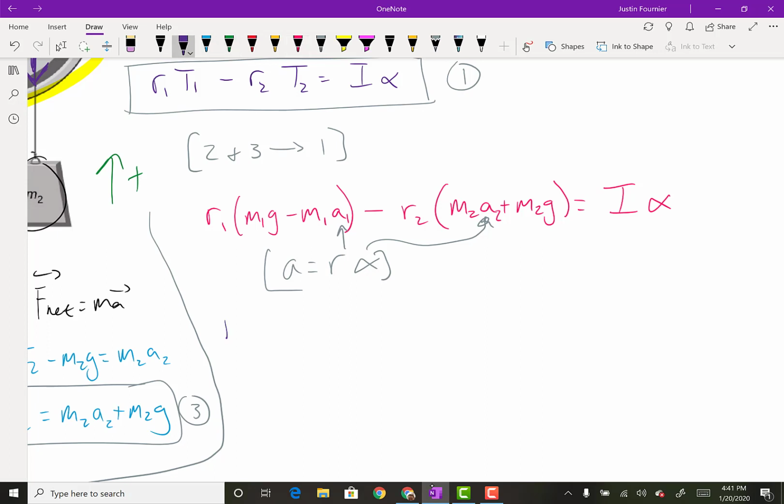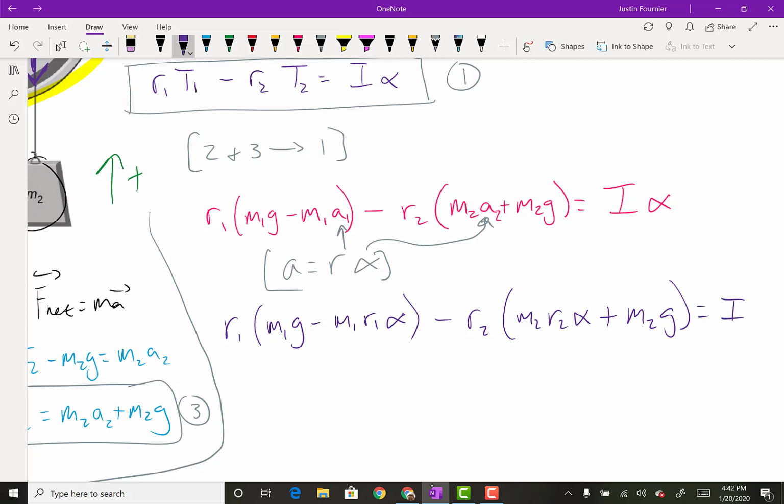So, all right, let's plug all this stuff in. We got R1, and then we got M1G minus M1 times R1 times the angular acceleration, which will be the same no matter what mass we're talking about, minus R2 times M2 times R2 times the angular acceleration plus M2G equals I times alpha. All right, now I know everything except for alpha, but I got alpha on every single one of those terms there. So I basically have to simplify and isolate alpha.